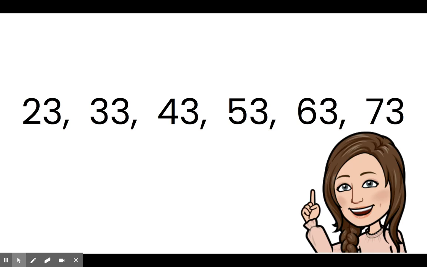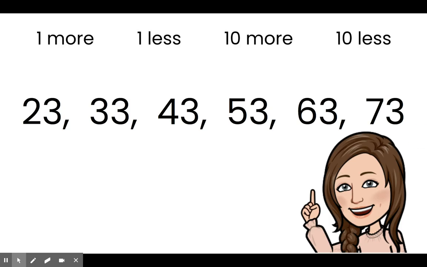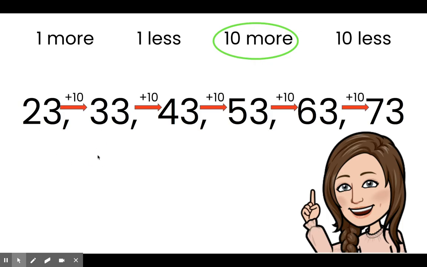Let's look at another pattern. 23, 33, 43, 53, 63, 73. Which pattern rule are we using? Look closely at which number is changing. The number or digit in our ones place value spot remains the same with 3 1s. However, the digit or number in our tens place value spot is increasing each time by 1. That means we're adding 10 more each time, because in order for that number or digit in the tens place value to change, we have to add another group of 10.